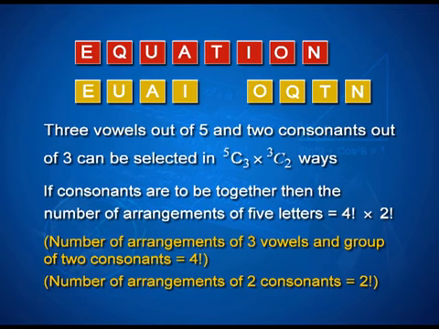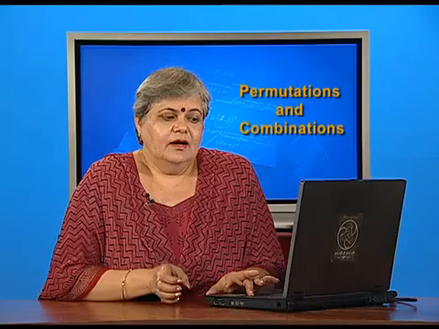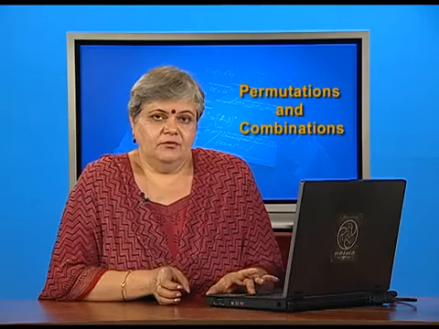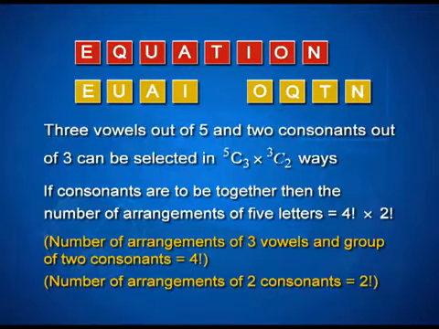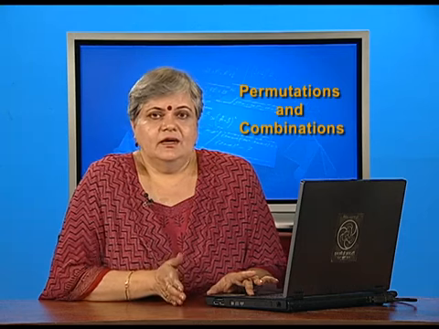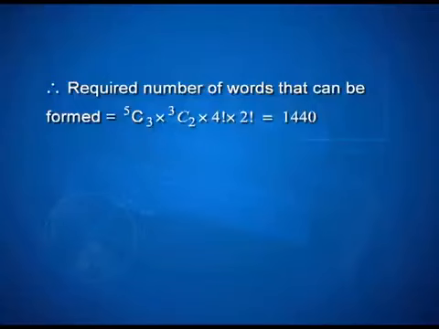Considering this calculation and the calculation of the number of ways the selection can be done, the total words that can be formed will be 5C3 into 3C2 into 4 factorial into 2 factorial. So, again the fundamental principle of counting comes in use to find this product, which is the product of selections and arrangements, and gives rise to 1440 such words that can be formed with this condition known to us.